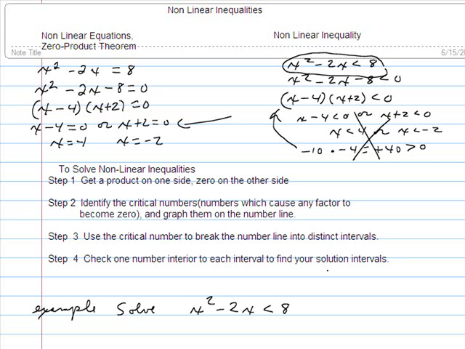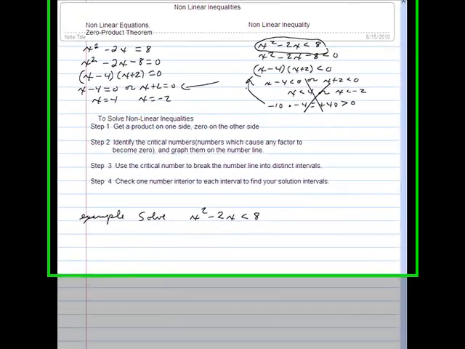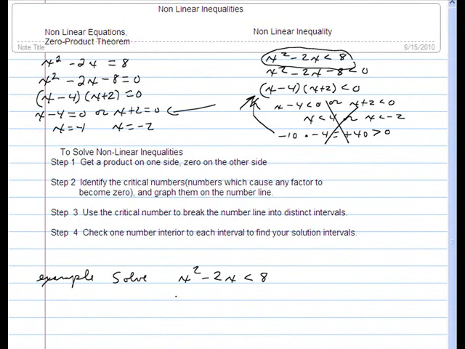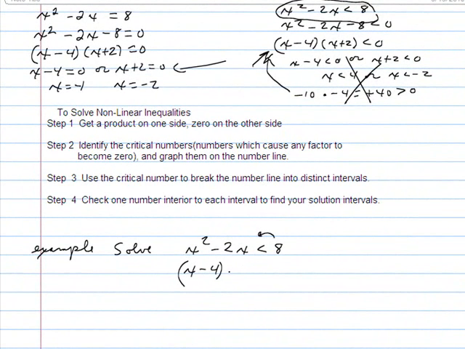So let's take a look at the rules here. We want to solve x squared minus 2x is less than 8, and it says to solve nonlinear inequalities, get a product on one side and a 0 on the other. Well, we did that up here, so let's just recopy what we had there. First, of course, we moved the 8 over here, remember. Then we had x minus 4 times x plus 2 is less than 0, so I've got a product, first bracket times second bracket on the left, and a 0 on the right. It says, identify the critical numbers, numbers which cause any factors to become 0. So I'm going to identify my critical numbers.